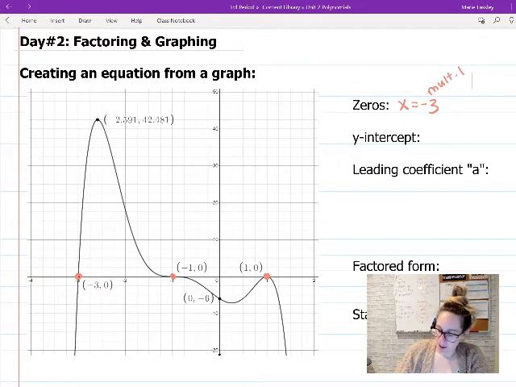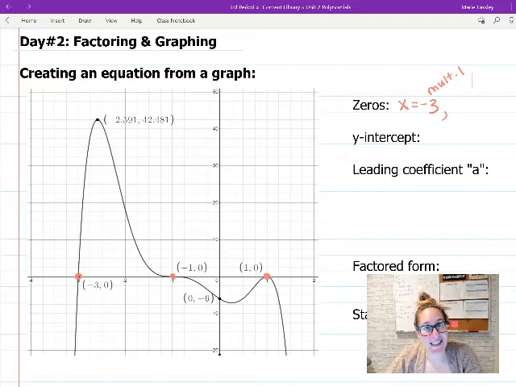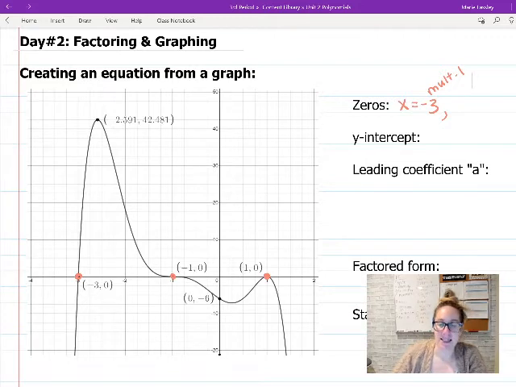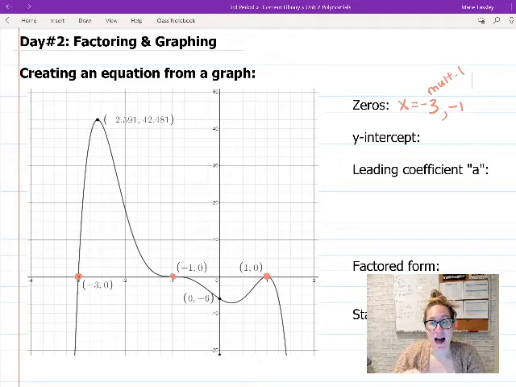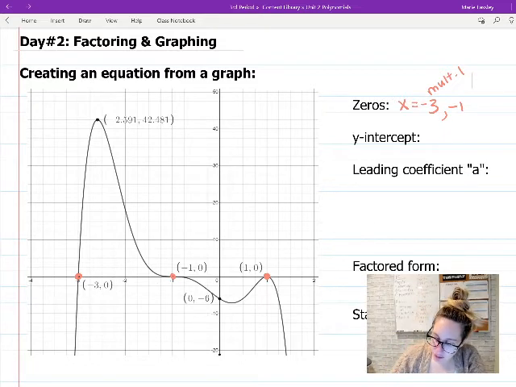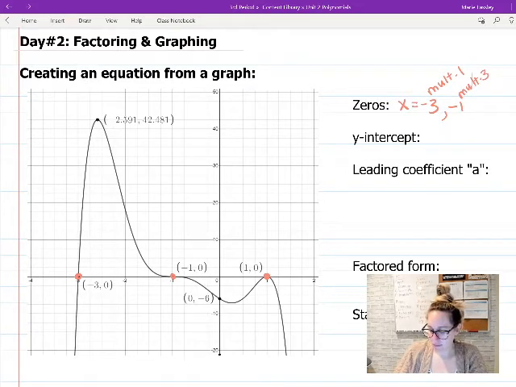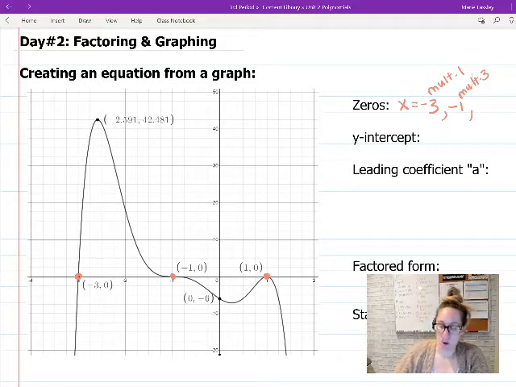All right, excellent. Moving on to the next zero, I have -1, 0. So -1 is another zero of my graph. Based on how my graph is going through that point, I know that this is going to have a multiplicity of 3 because I have that nice wiggle pattern. So this is going to have multiplicity of 3.